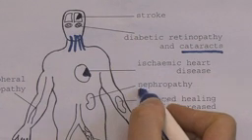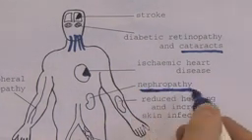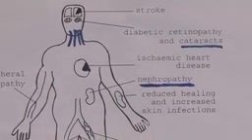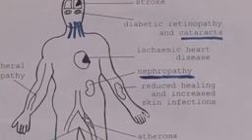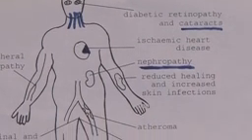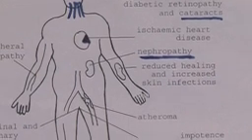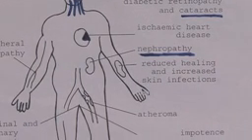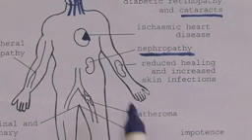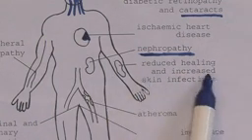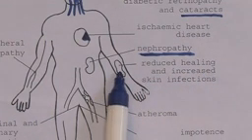Nephropathy, disease of the kidneys. In the UK, the most common cause of end-stage renal failure is diabetic nephropathy. In many Western countries, it's the leading cause of end-stage renal failure. And we've noticed that there's reduced healing and increased risk of skin infections in any part of the body.